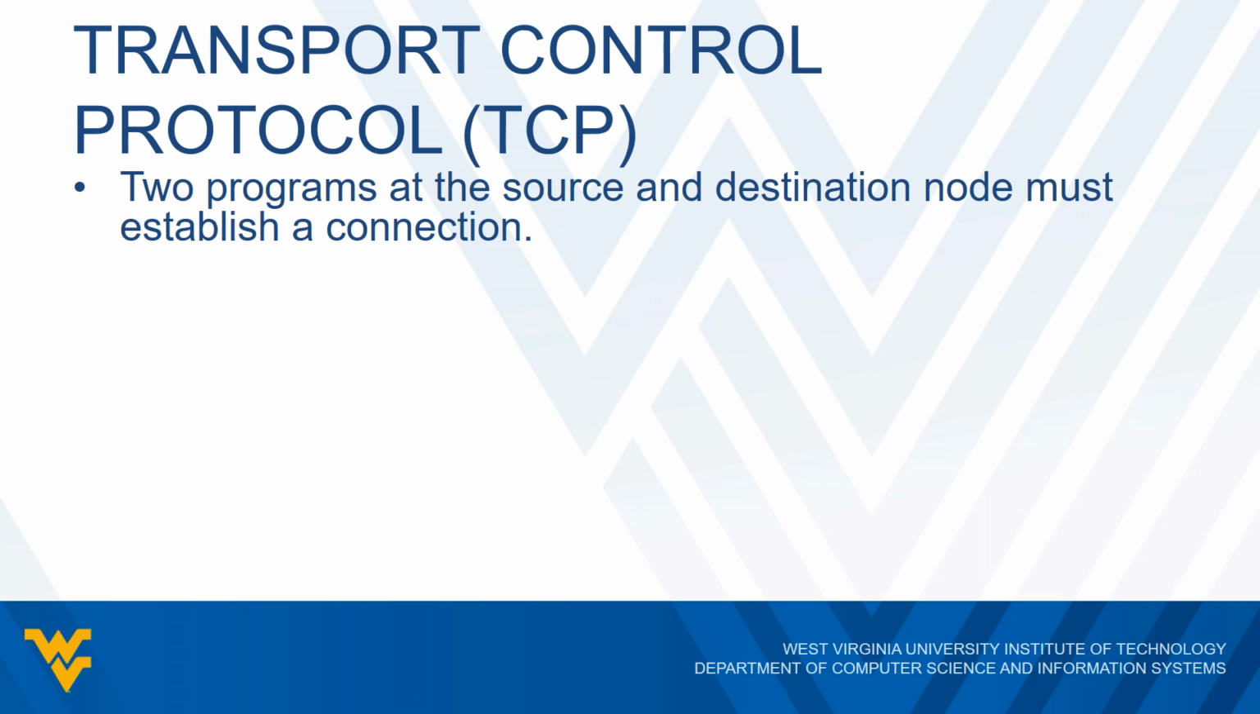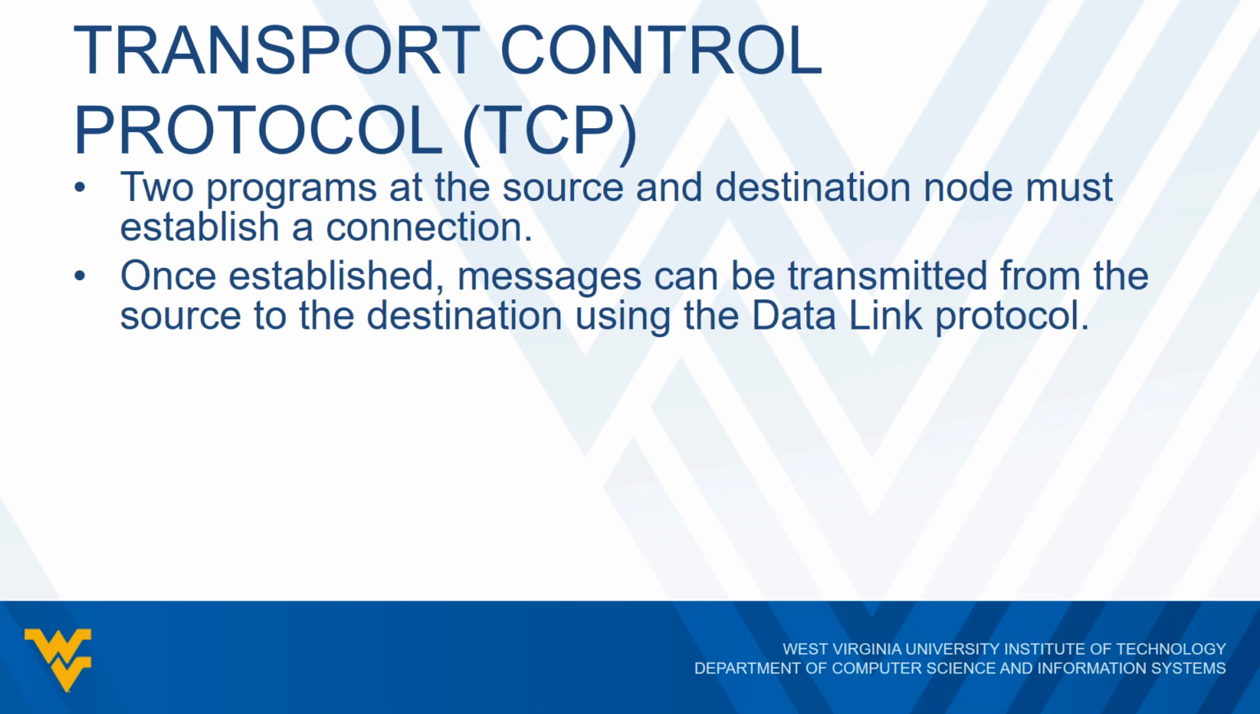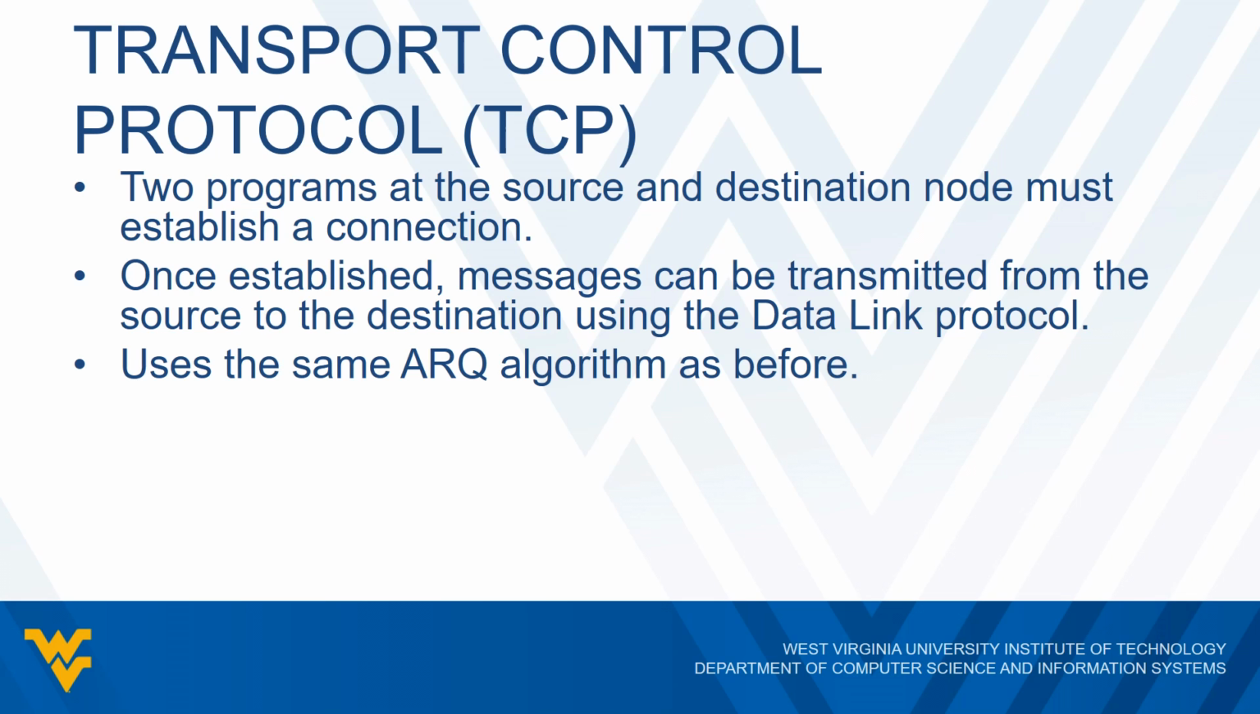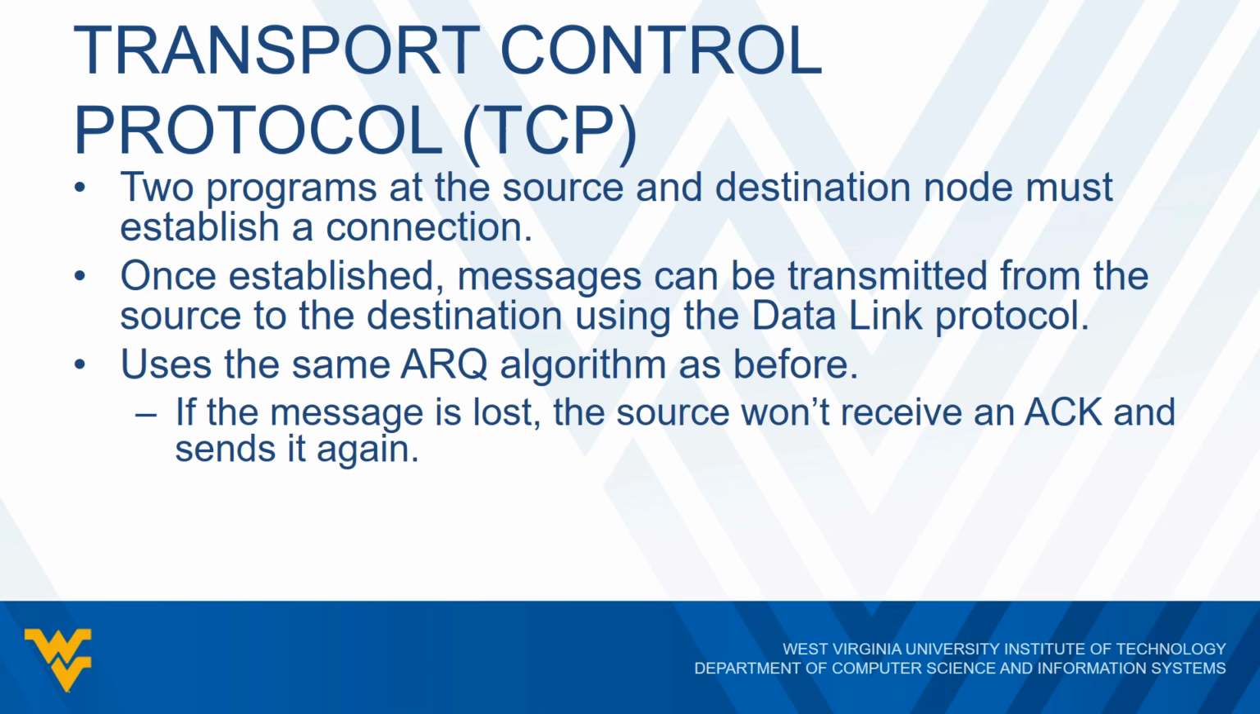So we send this small notification that says, hey, this host wants to send a message to this host. Now, once this connection is established, the messages can be transmitted from the source program to the destination program using the data link protocol that we just talked about. So it would actually connect to all the different hosts to send that message. This is going to use the same ARQ algorithm that we've talked about before. So if the message is lost or something goes wrong, the source isn't going to receive the acknowledgement, so it'll eventually send it again. It'll keep doing this until the message is actually sent across all the hosts that are necessary to send the message.